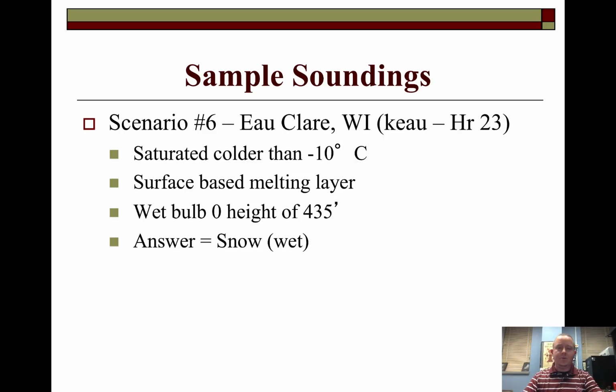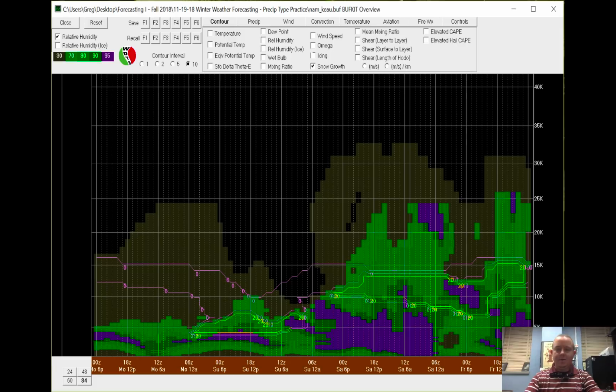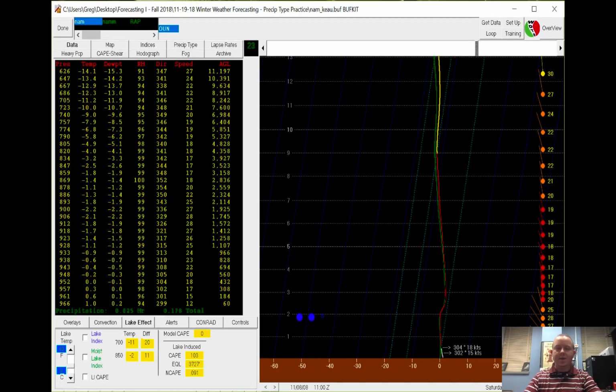All right, so we got to clear Wisconsin. Let's break this down. All right, let's look at that snow growth region. Minus 10, we got moisture in the snow growth region. Looks good to go. But let's double check. 11Z Saturday, we got moisture in the snow growth region. We're good to go. We're making snowflakes. We're making ice crystals, all right? So now what do we need to do?